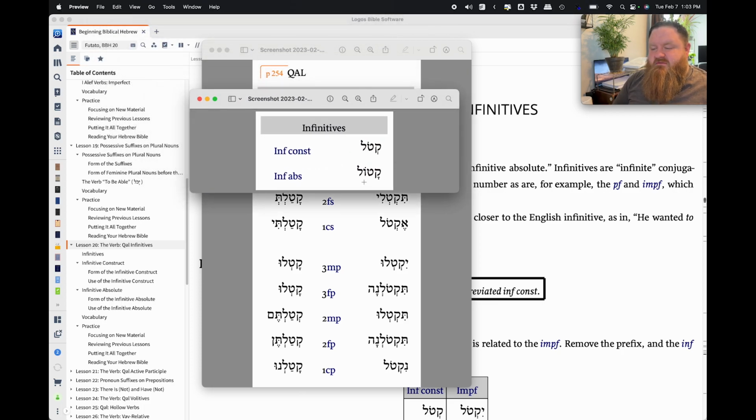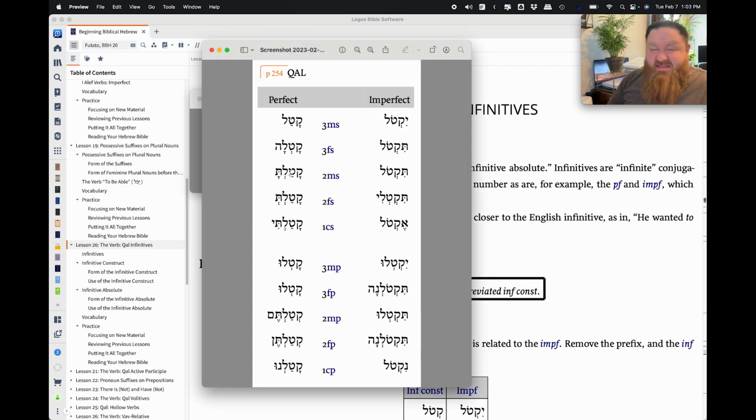Infinitive construct, infinitive absolute. Now, if you've read the lesson, you're going to know that it's not quite that simple. We put prepositions on the infinitive, we put suffixes on the infinitive, and that's true. But the verb form itself, the part of the verb, this is what it looks like. Now, it does change depending on the suffixes that you add, but I've got bad news for you. These do too. When we get to adding object suffixes to perfect and imperfect verbs, it's going to affect the spelling as well. So just get ready.